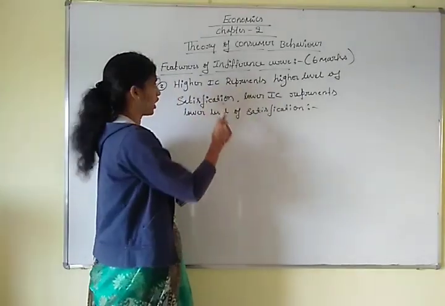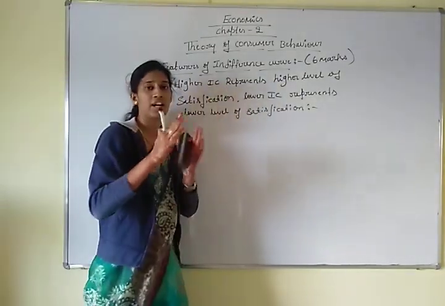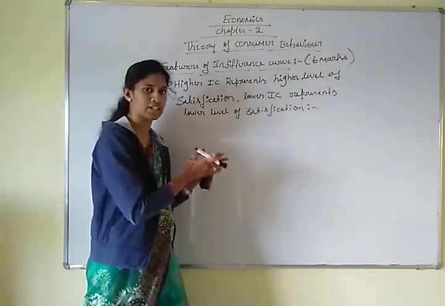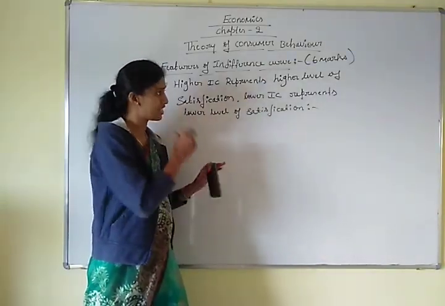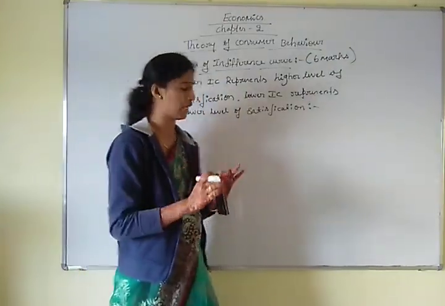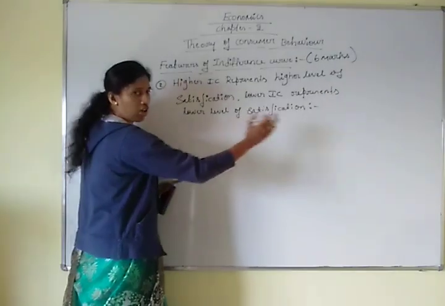So in the indifference curve, higher indifference curve, I mean rightward indifference curve represents higher level of satisfaction. Leftward indifference curve represents the lower level of the satisfaction. These features can be explained with the help of the imaginary table. In the table, there are three combinations.